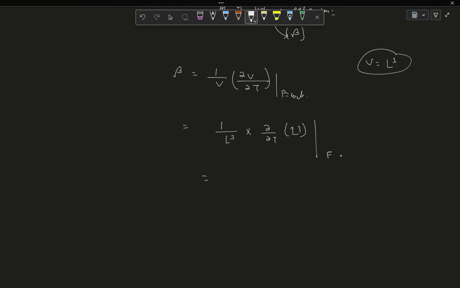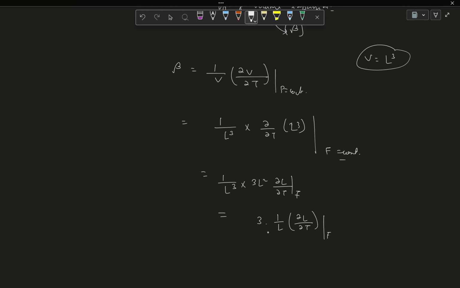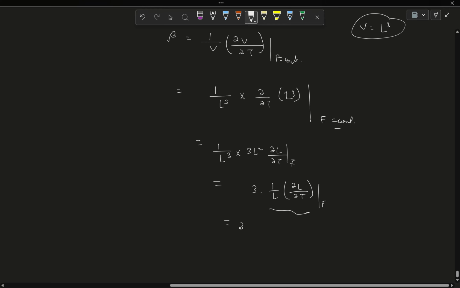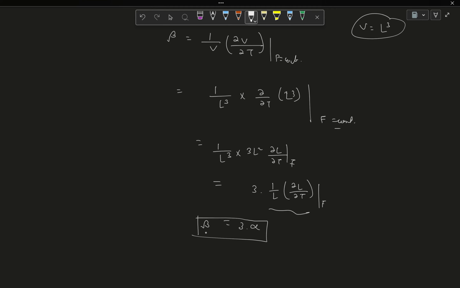Now pressure is also related to the force or tension, because pressure is nothing but force per area. So you can write in other terms this force equal to constant. So everything in terms of F and L. So 1 by L cube, this is 3L squared del L del T at F constant. So this is 1 by L del L del T at F constant. Just remember, this term is the same as the expression of coefficient of linear expansion, or alpha. So you are getting the coefficient of volume expansion beta equal to 3 times the coefficient of linear expansion alpha, or beta equal to 3 alpha. So this is already obtained.